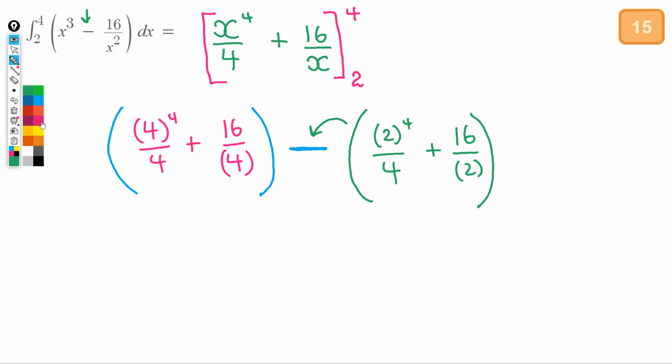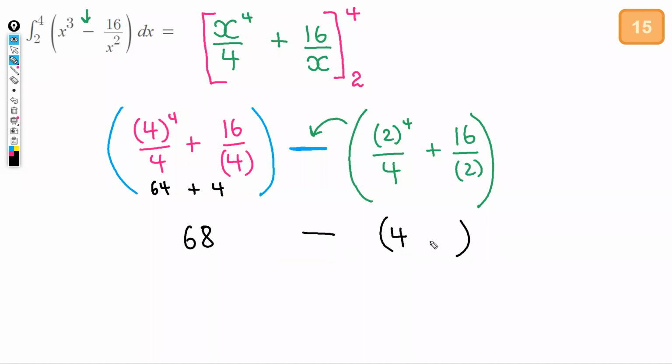I need a different color here. When you work out this part here, you're going to get 64, and 16 divided by 4 is 4. So you're going to get 68 here in the first brackets. You have a minus sign, and let's see what we get here. 2 to the power of 4 is 16. 16 divided by 4 is 4. 16 divided by 2 is 8. 4 plus 8 is 12.